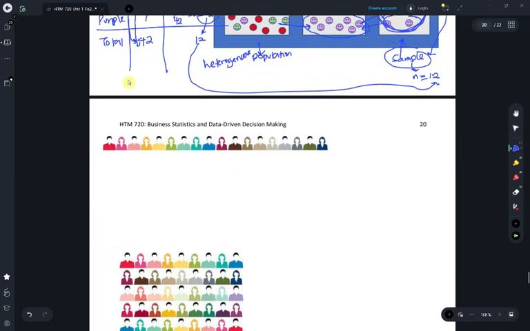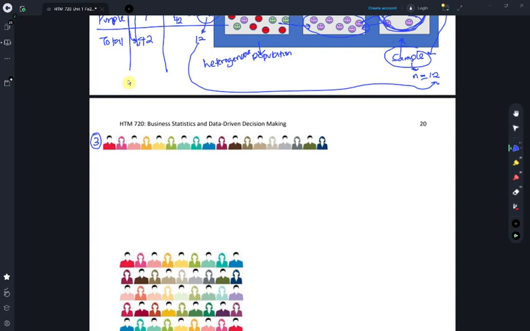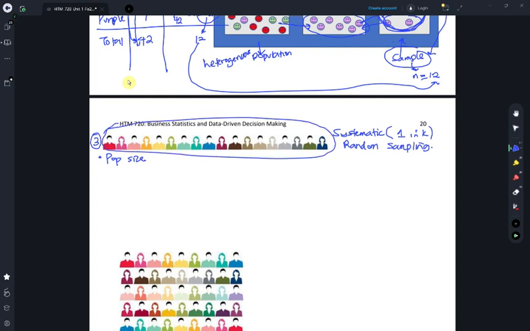Now let's look at the third one. This is called systematic or 1 in K random sampling plan. Now, what does this involve? Well, first of all, we note that the population size, that is, the count of everyone here, is represented by capital N, and that is 18.